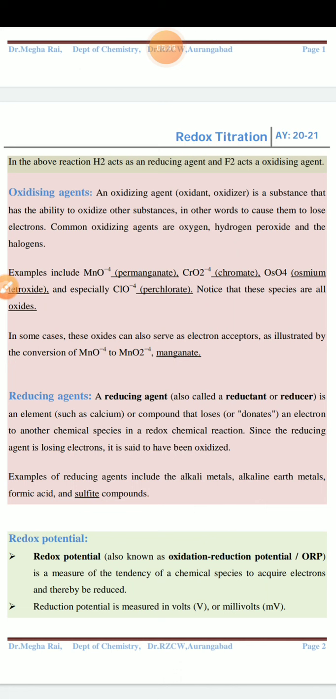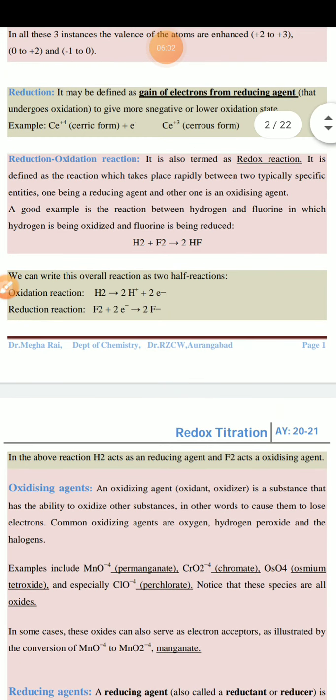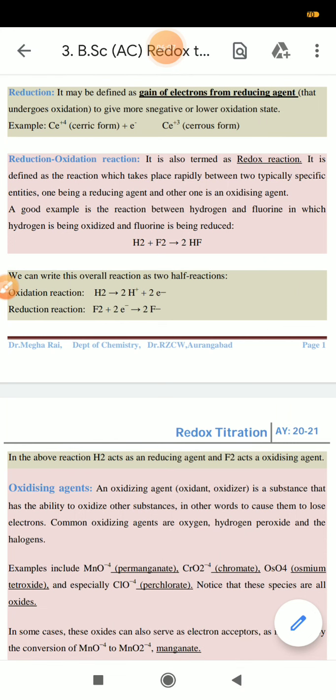This is all about the oxidizing agents and reducing agents. Here we have learned about oxidation, reduction, redox reaction, oxidizing agent and reducing agent.